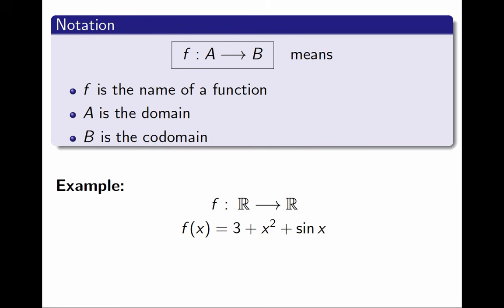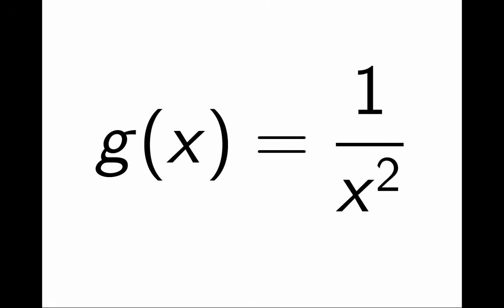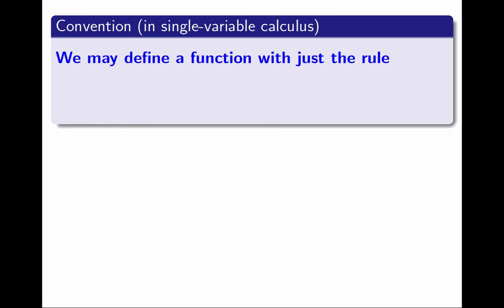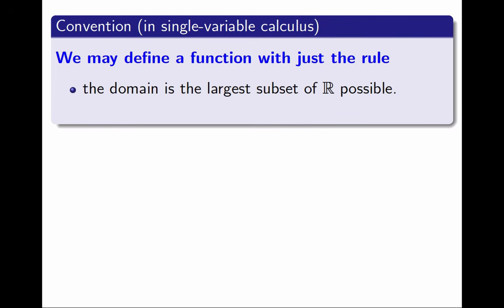You may be thinking, in calculus or in precalculus, I am used to defining functions in a much easier way, just by giving the equation. For example, I may say the function g is defined by g of x equals 1 over x squared, and say nothing else. We do this all the time. Is it okay? There is a convention we use in single variable calculus. We agree that it is okay to define a function by just giving the rule, normally as an equation. And then, by default, we assume that the domain is the largest subset of the reals on which the rule makes sense. And we assume the codomain is all the reals.